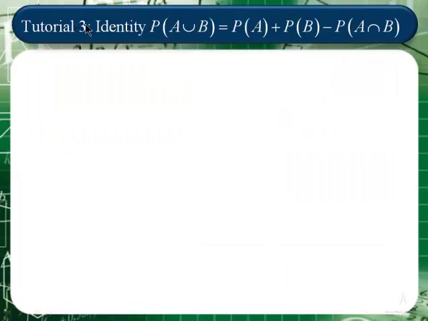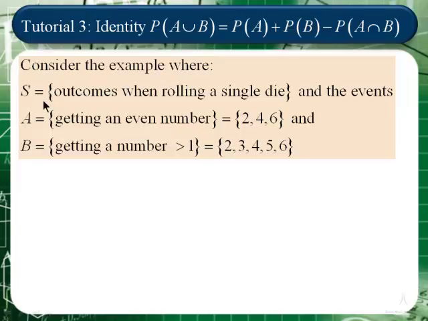In tutorial 3, the focus is on this particular identity, which indicates the relationship between the probabilities of the union of two events, the two events itself, as well as the probability of the intersection of the two events. So let's consider the following example. S containing the outcomes when rolling a single die, and the two events, A getting an even number and B getting a number greater than 1. We had this particular example before.